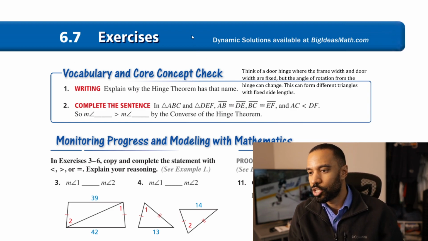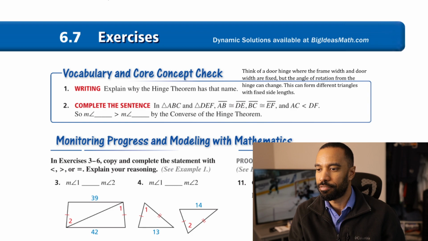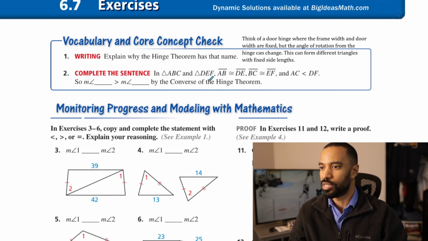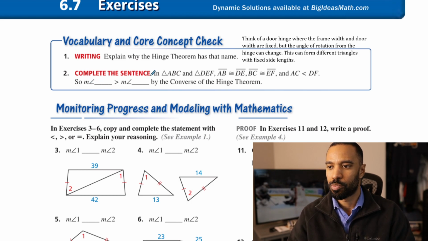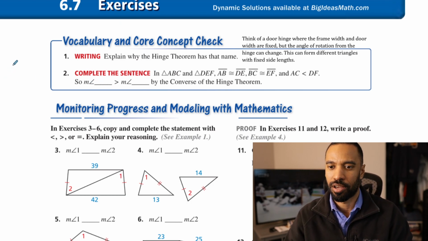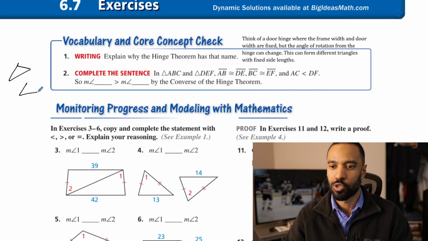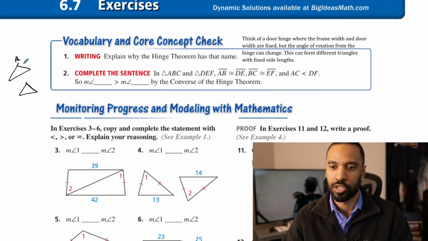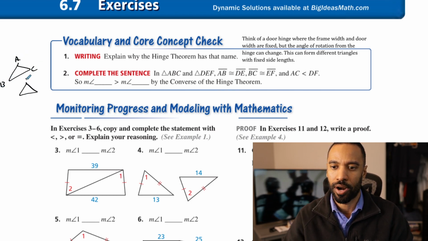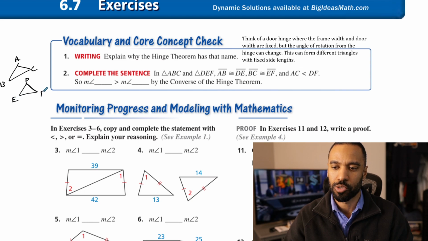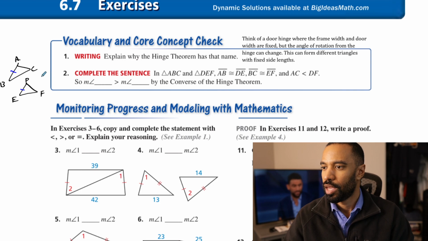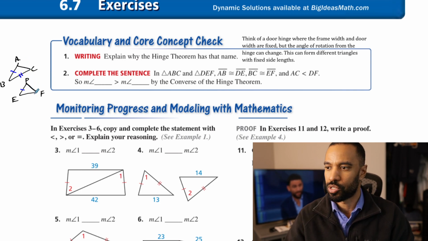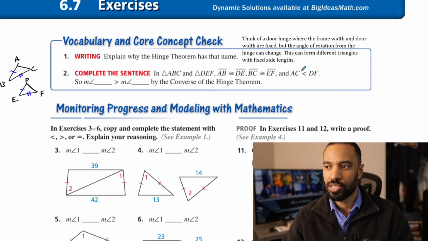Complete the sentence. In triangles ABC and DEF, if AB is congruent to DE, BC is congruent to EF, and AC is less than DF, which measures are what by the converse of the hinge theorem? It's best if you draw these kinds of things. I'm not going to draw them to scale or anything. I just want to know where I am. ABC, DEF, know what corresponds here. So AB is congruent to DE. BC is congruent to EF, and then AC is less than DF.